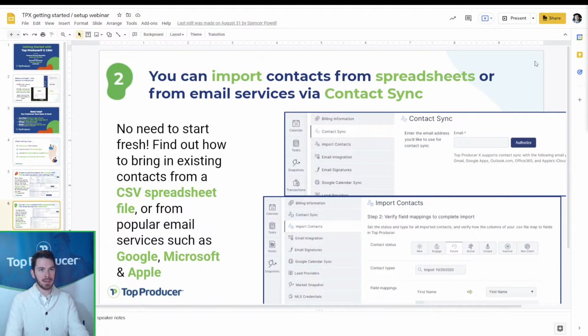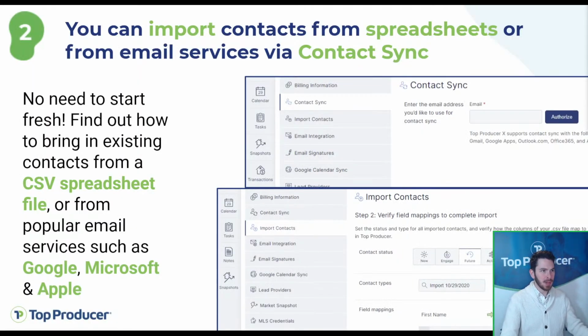Second point here is importing contacts from Spreadsheet or using our calendar sync feature. So guys, whether you have a Spreadsheet or spreadsheets coming from maybe an old CRM system, coming from your MLS, or maybe even something you've put together yourself over the years, chances are we can get that imported in some capacity into Top Producer X. Or I should say, or maybe you have some contacts in a Google account or an Office 365 account, or maybe you're an Apple user and you have them on your iCloud. We can also use Contact Sync to bring those in.